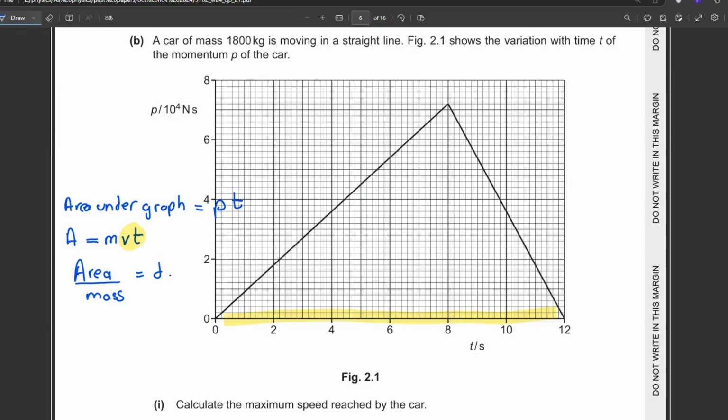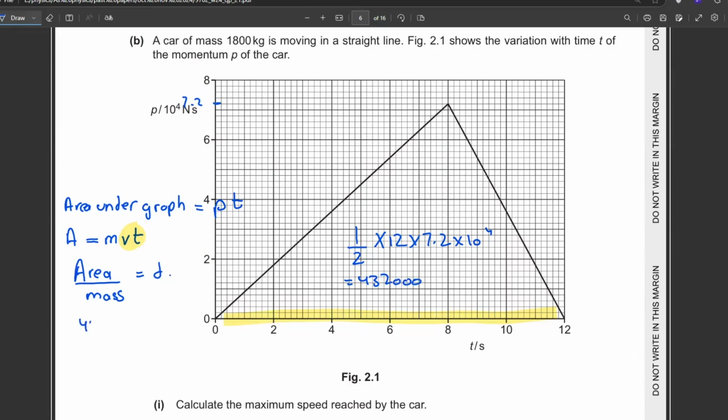Can you calculate the area under this graph? Yes, this is a triangle. 1 upon 2 into the base, that is 12, into the height, that is what? Height is this one, 7.2 into 10 raised to the power of 4. You have to accommodate the units on the axes as well. So can you calculate the area? Yes, area is equal to 6 into 7.2 into 10 raised to the power of 4. This comes out to be 432000. This is your area.